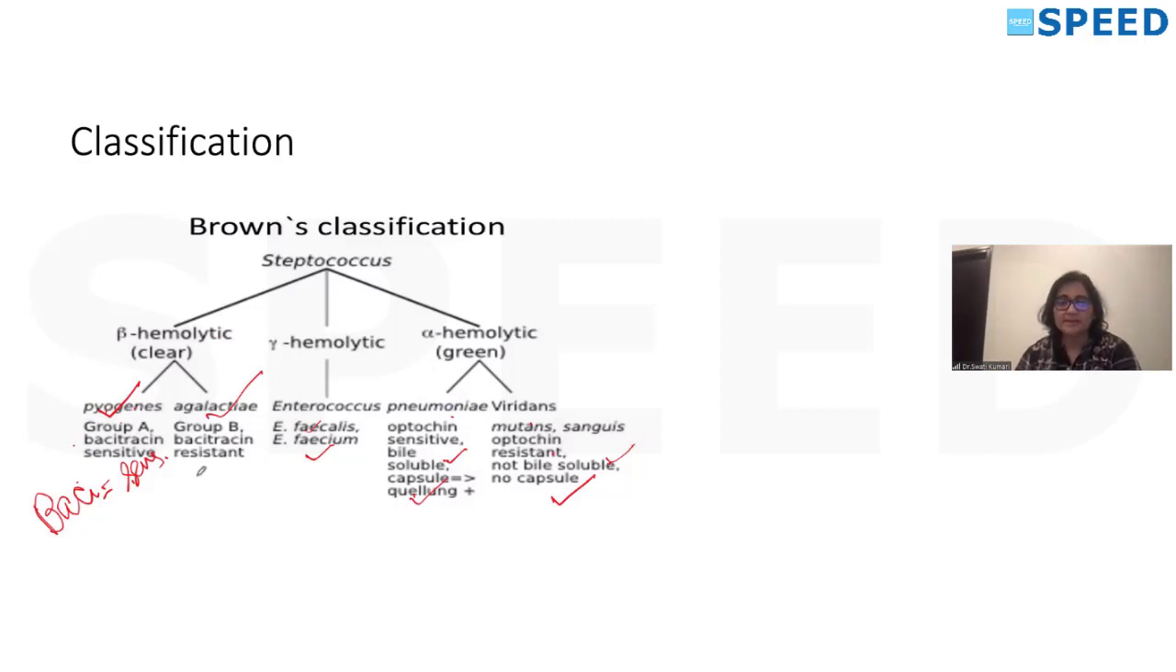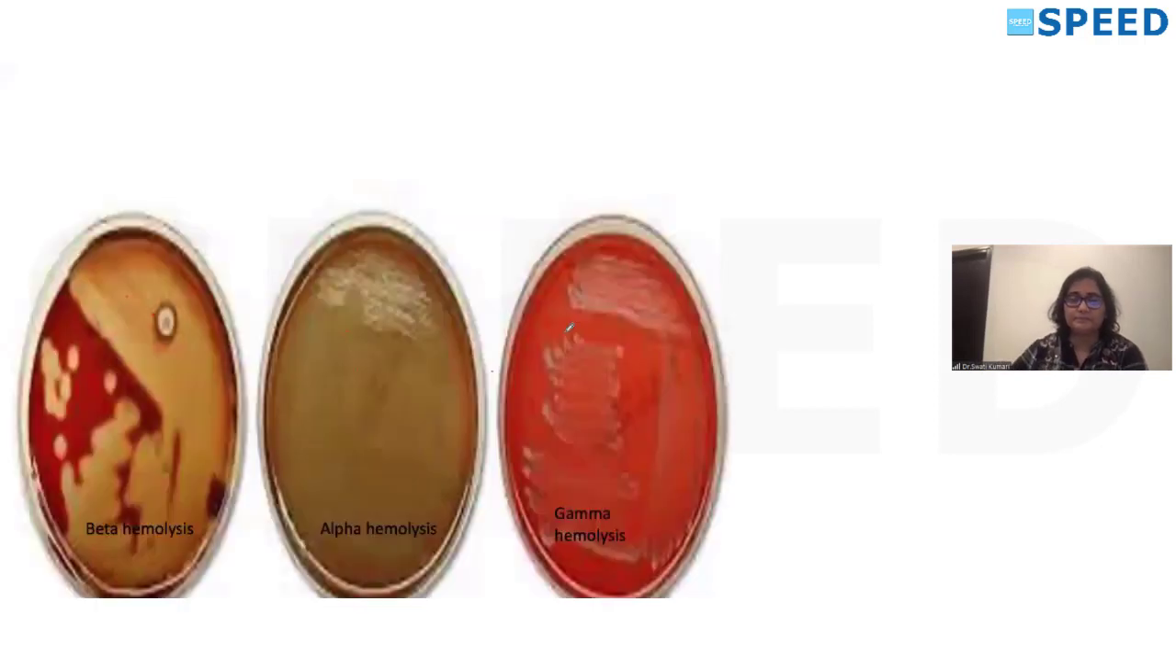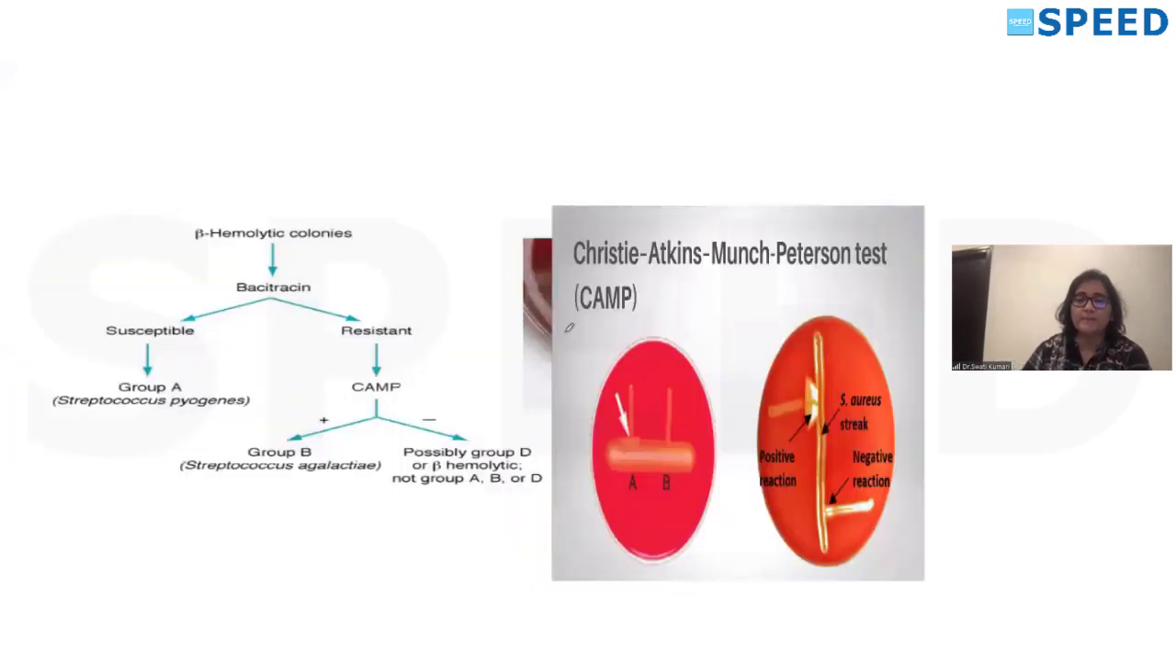So for beta, we use bacitracin. For alpha, we use optochin, then we use bile solubility, and then we use capsule, that is the Quellung reaction. Okay, so if all three are positive, it's pneumoniae. If negative, it's viridans. So I have shown you this picture. Now we learned that bacitracin sensitive is group A, resistant is agalactiae, right?